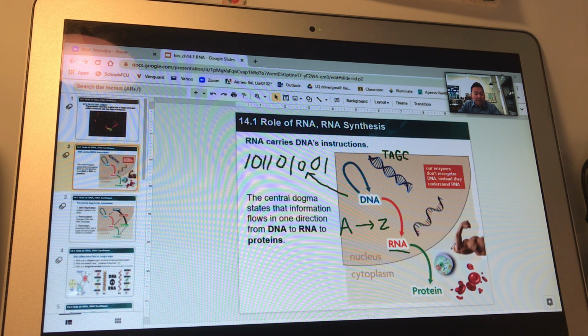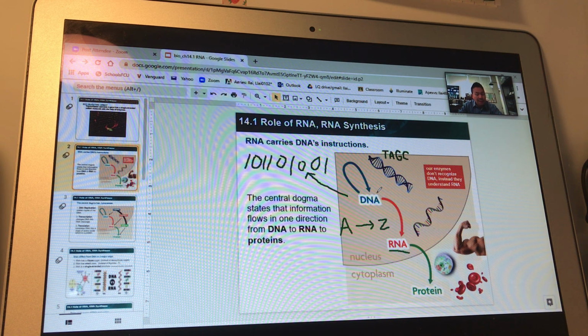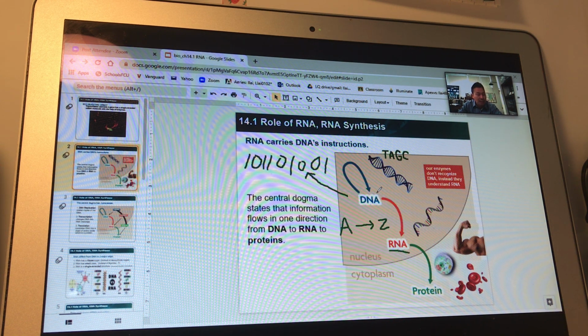So to replace and repair these cells, you need protein. And where do you get the protein? You get the protein from DNA. But since your enzymes do not recognize DNA, you need to change it to RNA. Then your enzymes recognize RNA. The RNA are going to make the protein. Guys, does that make sense?